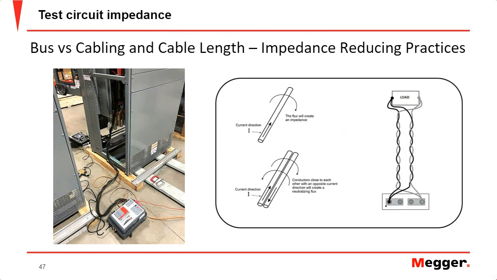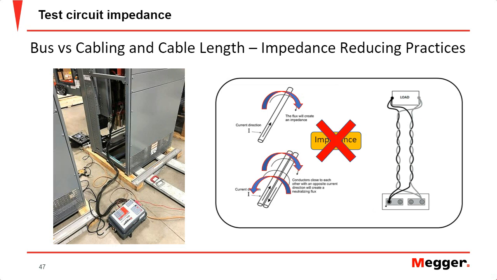Here again, we have an example of how you can overcome some impedance in regards to cables. Cable impedance is a big factor when performing primary injection. The longer the cables you have, the further the current has to travel, the more impedance it's going to have. One way you can overcome that is to twist the cables and cancel out some of that impedance, or provide more paths of current, so multiple parallel connections.